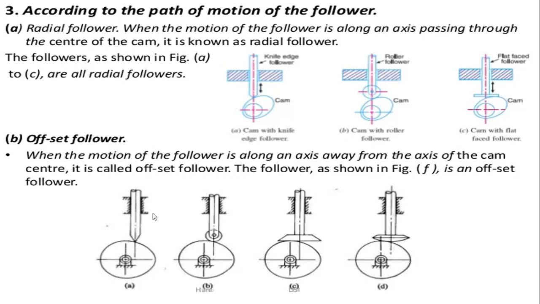So this is the knife edge follower, and the axis of the cam is taken like this and the follower axis is like this. So this is far different from the cam and follower. And for the radial cams also, that is the roller follower and the cam, it is far different.